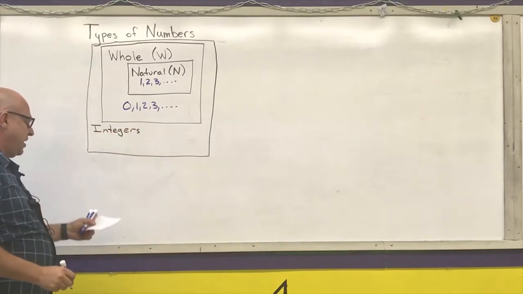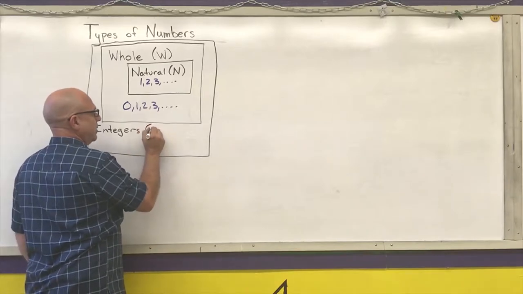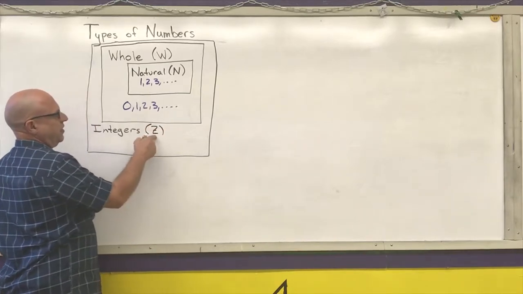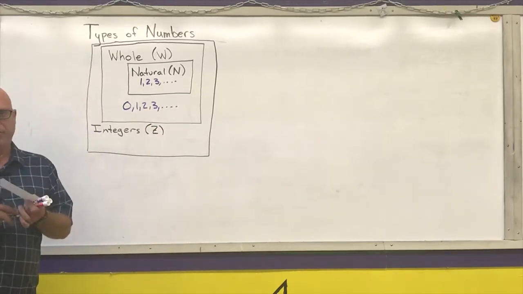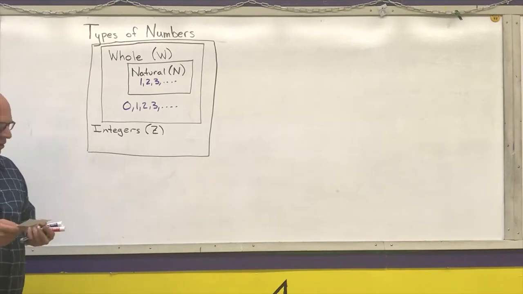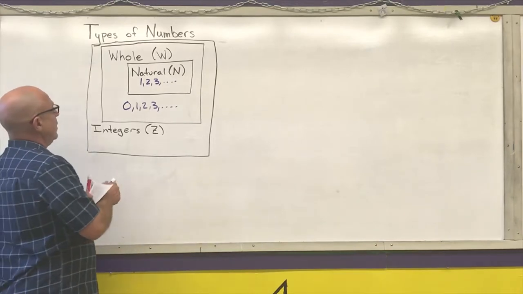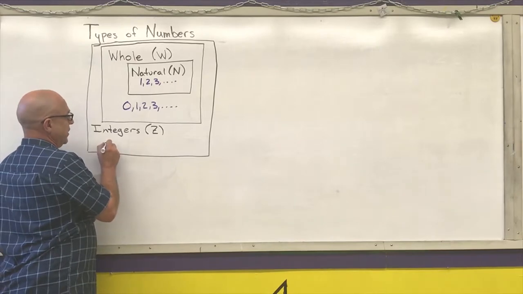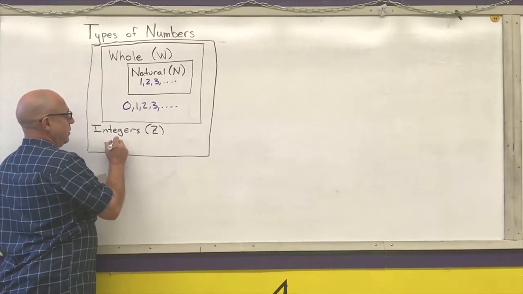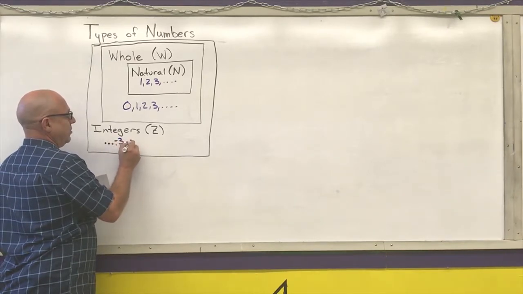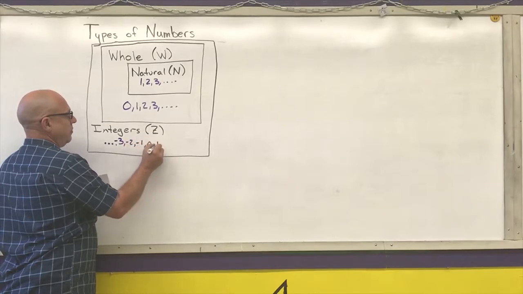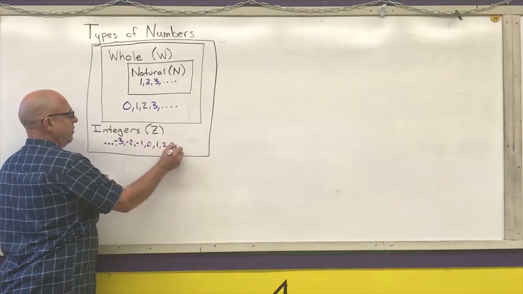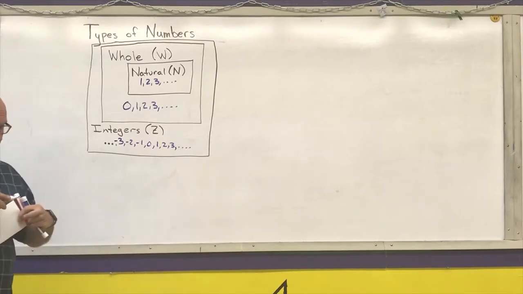Okay, and the integers have the symbol Z, which is the first letter in the German representation for the word integer. And it starts out at negative infinity, goes to negative 3, negative 2, negative 1, 0, 1, 2, 3, all the way up to infinity.